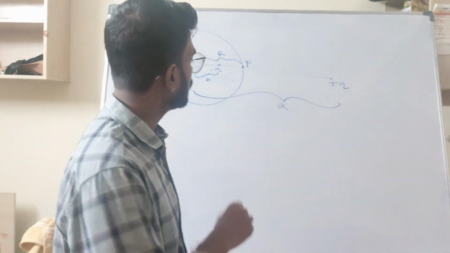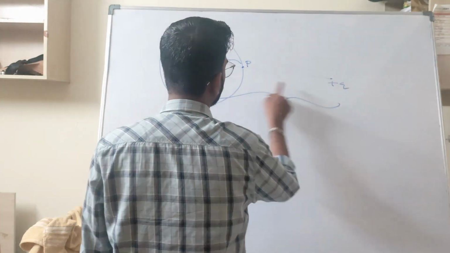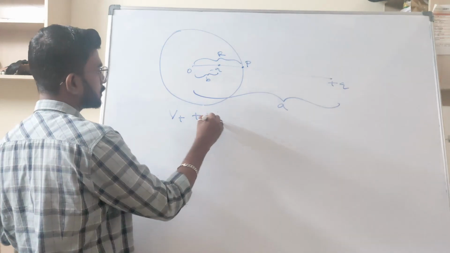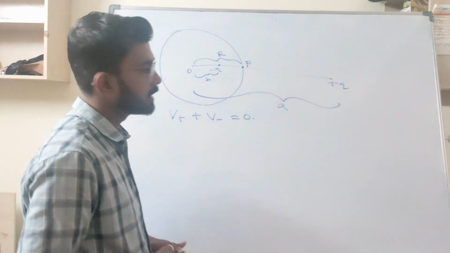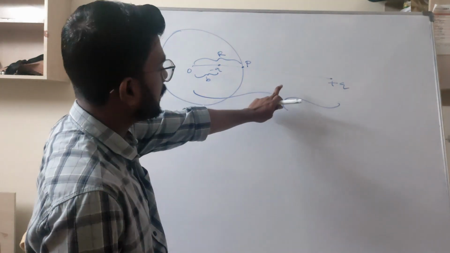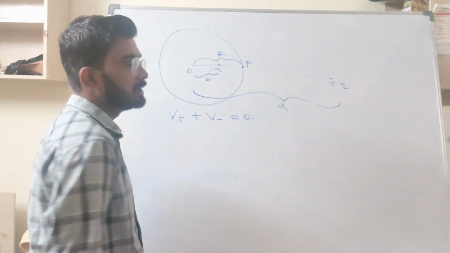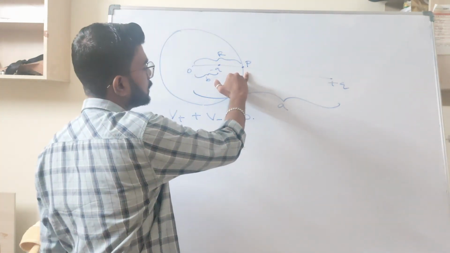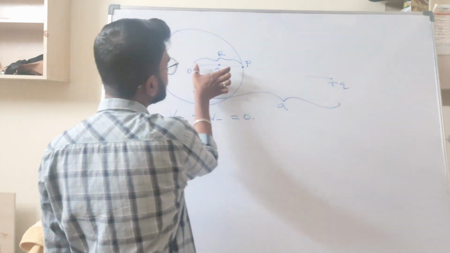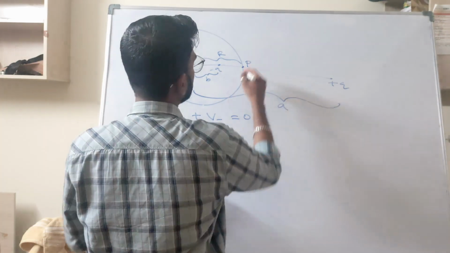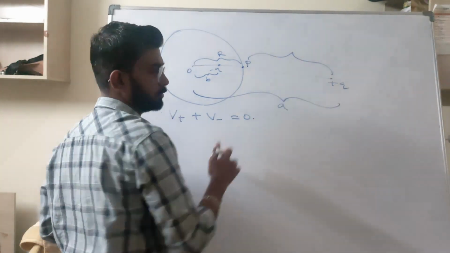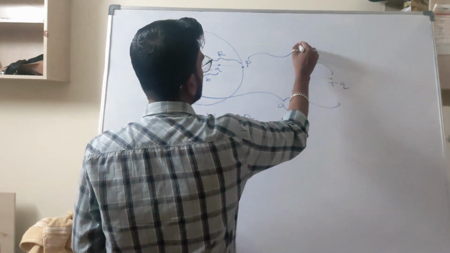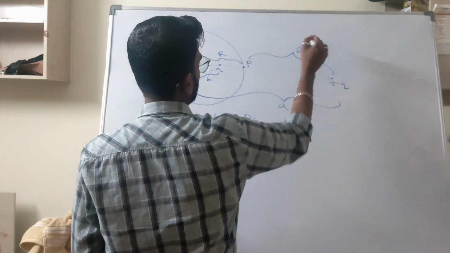How can you find it? Now potential due to plus q plus potential due to minus q is equal to 0. What is the potential due to plus q? 1 by 4 pi epsilon naught q by distance. Distance from the point P. What is the distance from point P? A minus r. Correct? This distance is the distance between point P and plus q. This is the total distance, this is the radius r. So this distance was total distance a minus r.